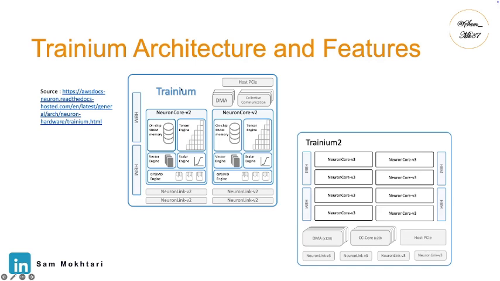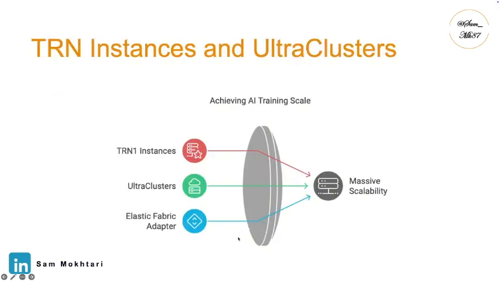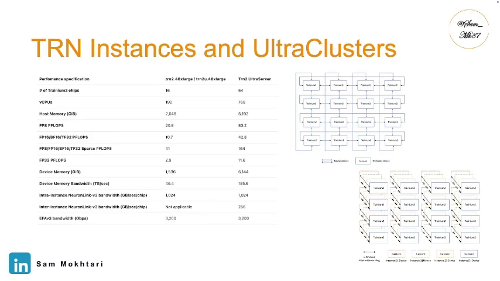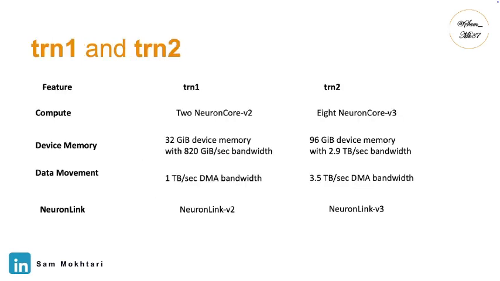As you can see, Trainium is powered by Neuron Link version 2, while Trainium 2 is powered by Neuron Link version 3. Here is a comparison of these two instances. Trainium 1 includes 2 NeuronCore version 2, as we showed in the architecture, while Trainium 2 includes 8 NeuronCore version 3. In terms of device memory, the memory available on Trainium 2 is triple that of Trainium 1.